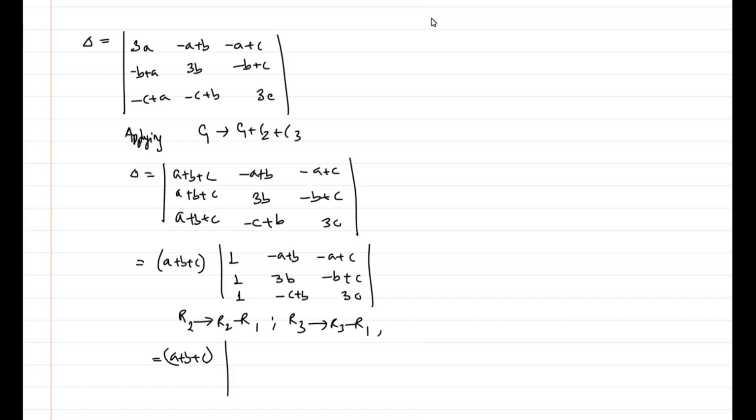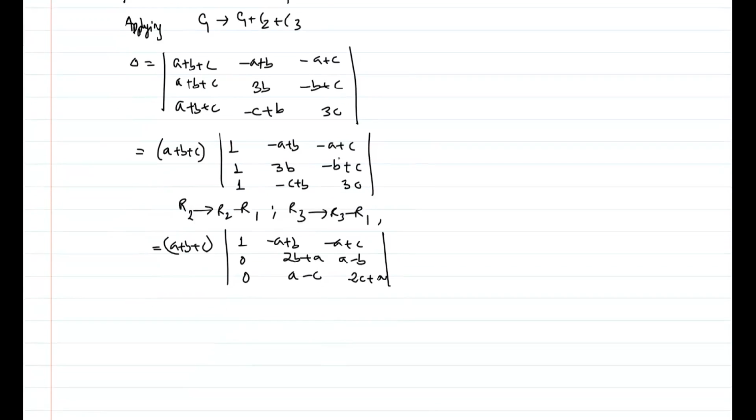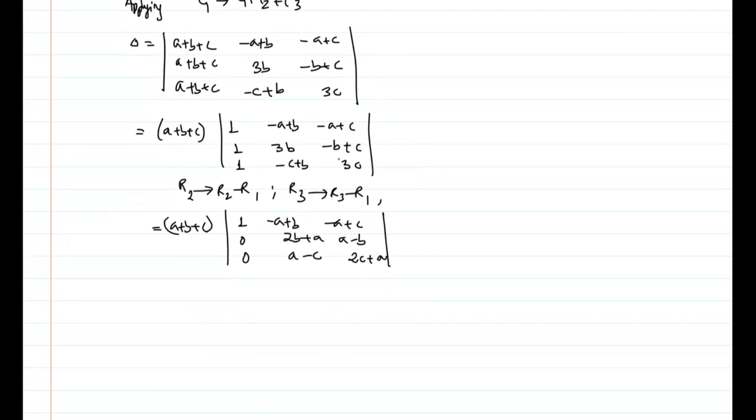So we are left with this. Now there is nothing more to be simplified. You can clearly expand it along column 1, as that will be the easiest one. So we expand along column 1, we get delta is equal to a plus b plus c times, just solving the determinant, and we have this.